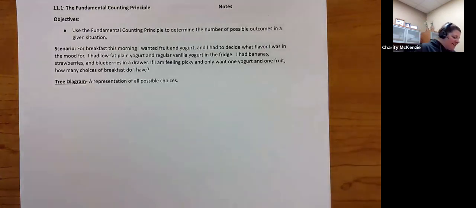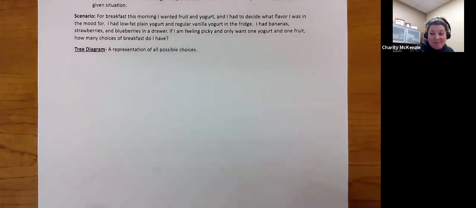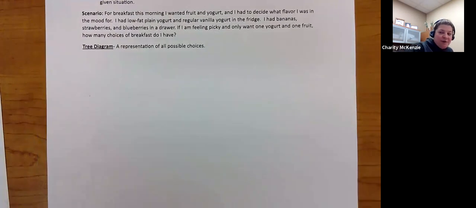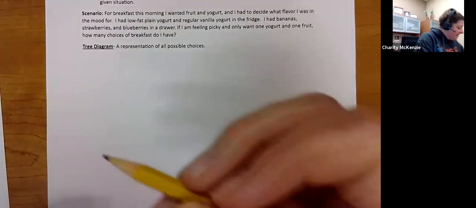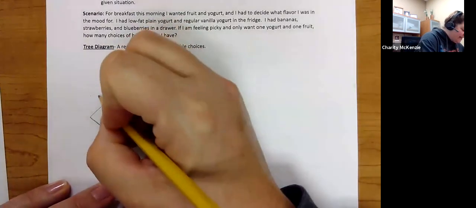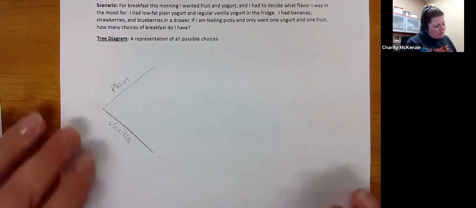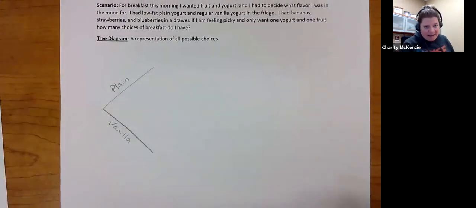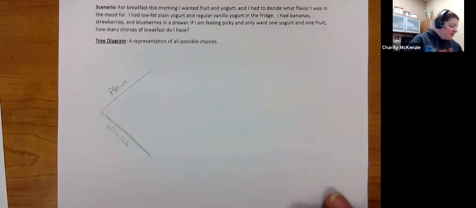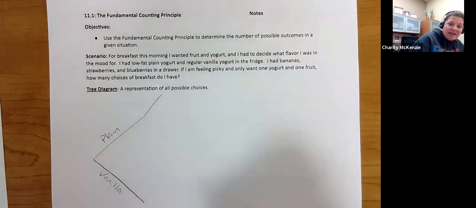So I want to show this in a tree diagram because this is a good way to think through a lot of problems that you might get stuck on. So I'm going to think through, all right, so my first choice has two options. That's either plain or vanilla yogurt. So I had two options, so I have two branches. So no matter what I pick, I still can pick any of the three fruits. So there were three fruits that I could pick from after I picked my plain yogurt.